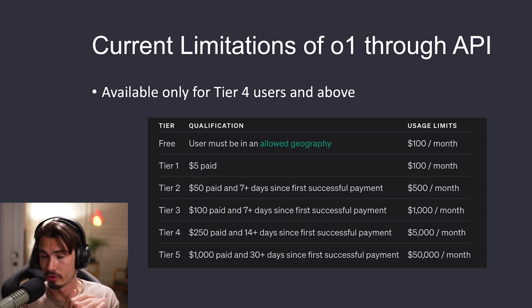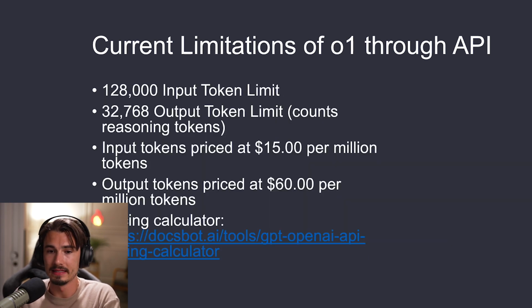Right now, they put it down to tier 4. If you don't use the API a lot, then you're not going to have it. That's kind of the gist of it. Okay, and these are kind of the final numbers. You can check this out if you want.